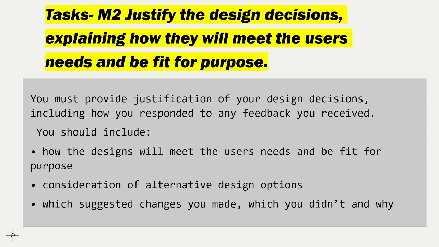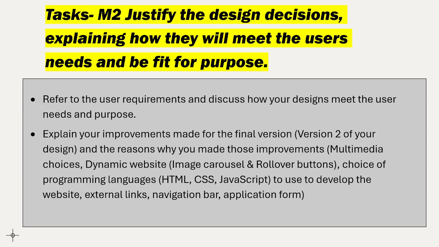What do we want to see here? How the designs meet the user's need and fit for the purpose, considerations of alternative design options, and which suggested changes did you make and the ones you did not make and why. So most of these questions you might have answered them in the P3 session. However, for you to have your M2, you have to categorically justify.